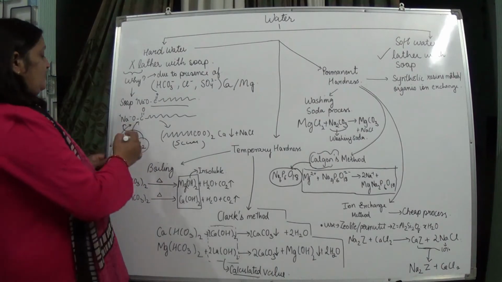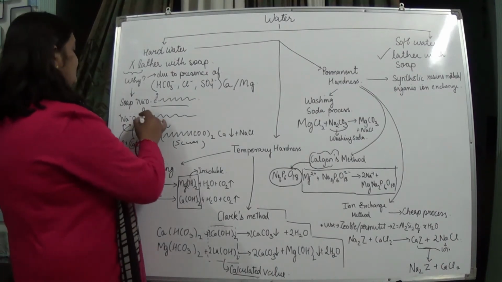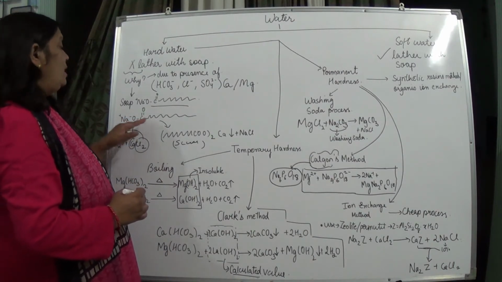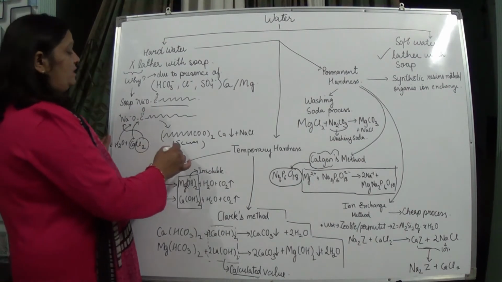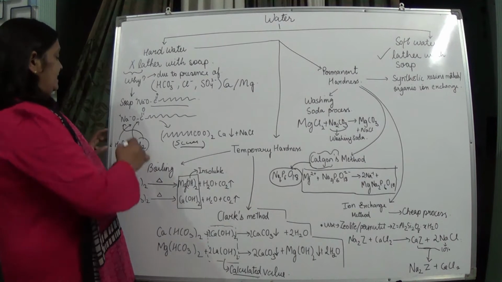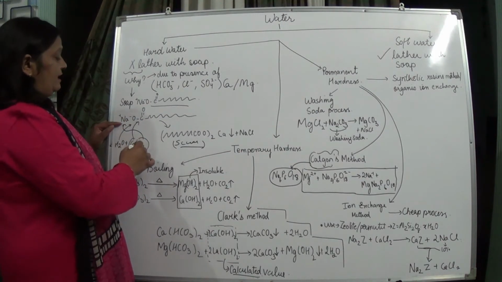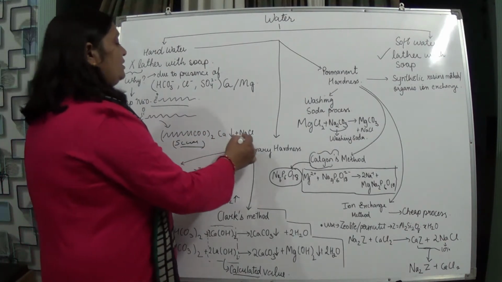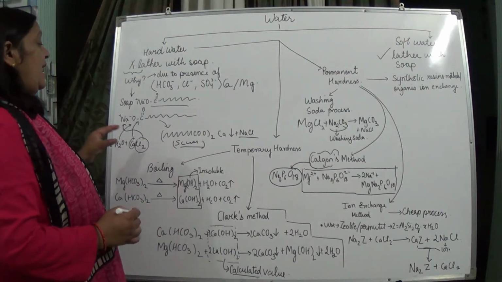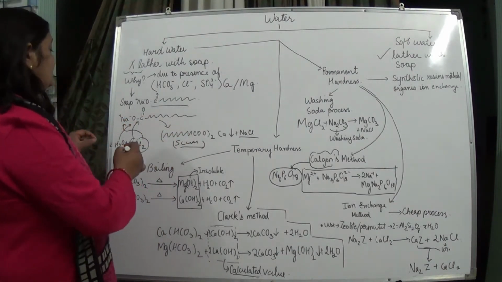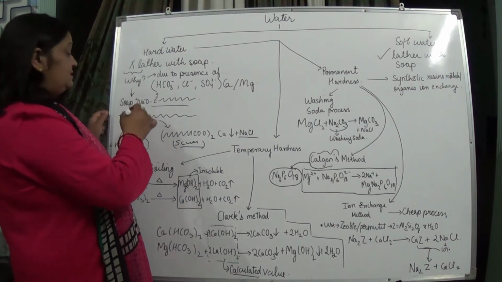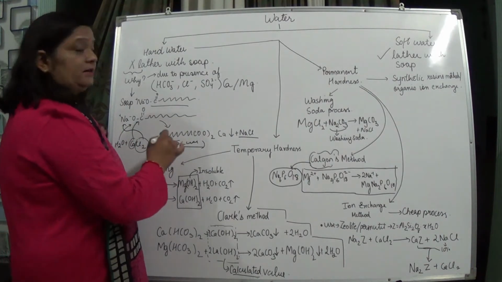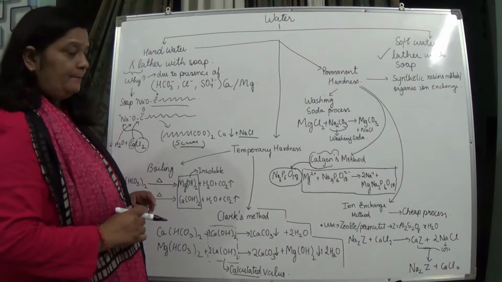So what happens if it is calcium chloride? This calcium gets attached to this C double bond O single bond O, that is COO, forming scum. The Na combines with the chlorine present with the calcium, and naturally sodium chloride is formed. So when calcium is attached to COO with the long hydrocarbon chain, it forms a dirty precipitate known as scum.